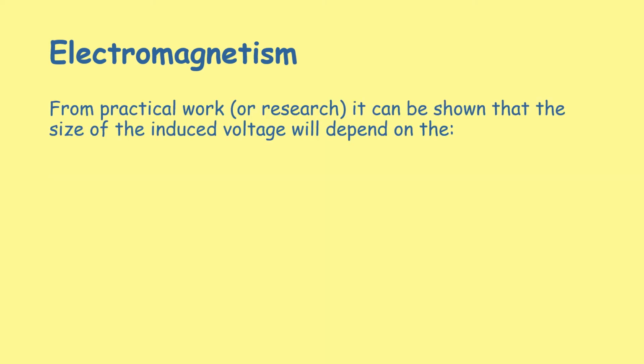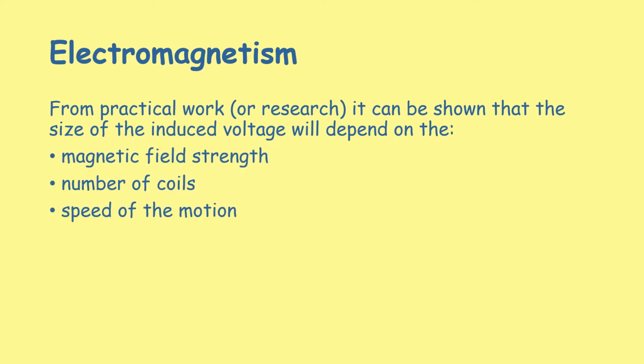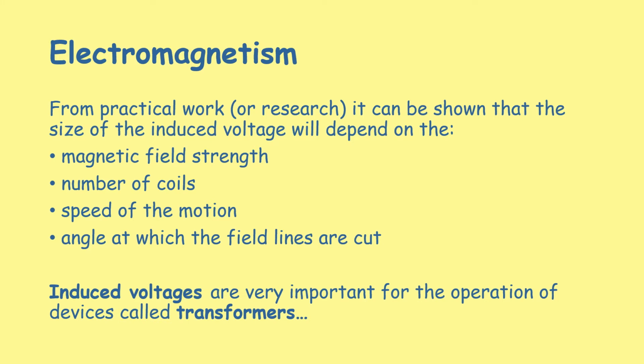From practical work or research, it can be shown that the size of the induced voltage will depend on the magnetic field strength, the number of coils, and the speed of the motion. It will also depend on the angle at which the field lines are cut. Induced voltages are very important for the operation of devices called transformers.